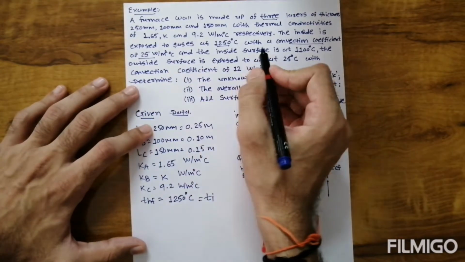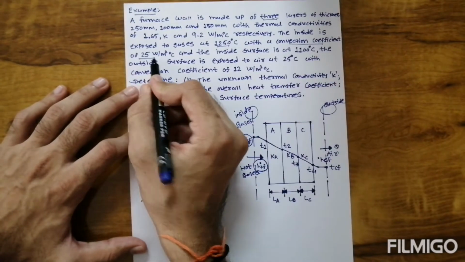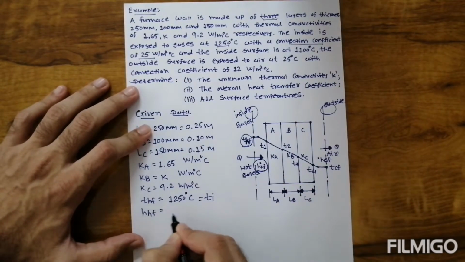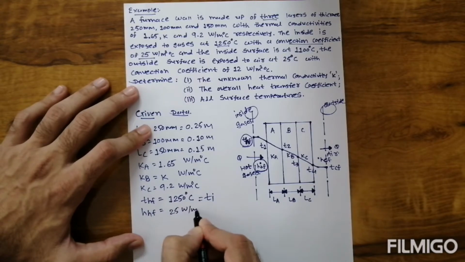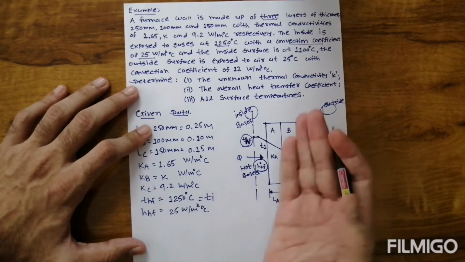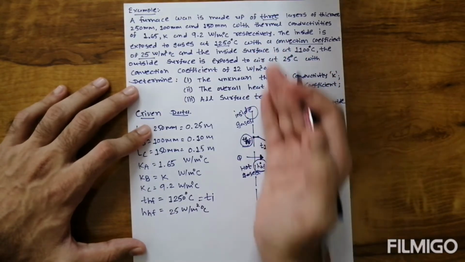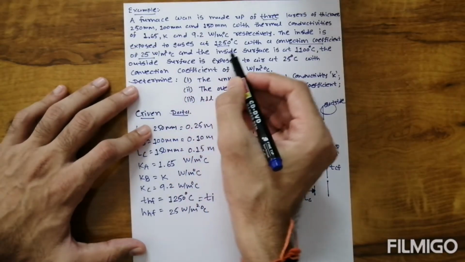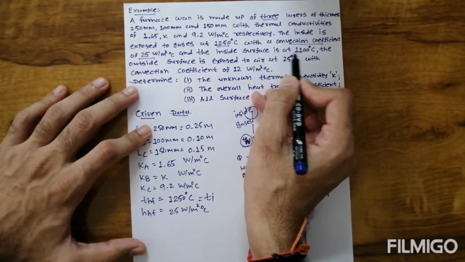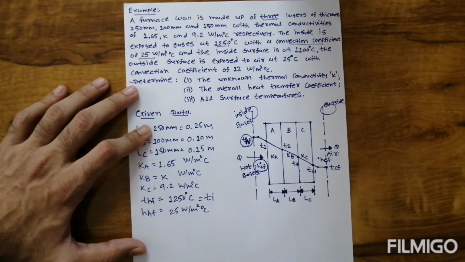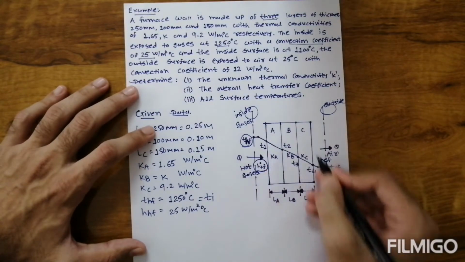Then the convection coefficient is given, so how much? HHF is equal to 25 watt per meter square degree Celsius. HHF means the convective heat transfer coefficient between that fluid and the surface of layer A. So 25 is given. And the inside surface is at 1100 degrees Celsius. Inside surface temperature is given. So initially we consider three layers.